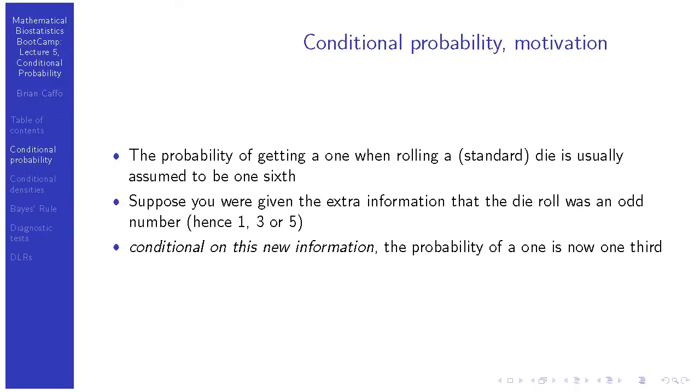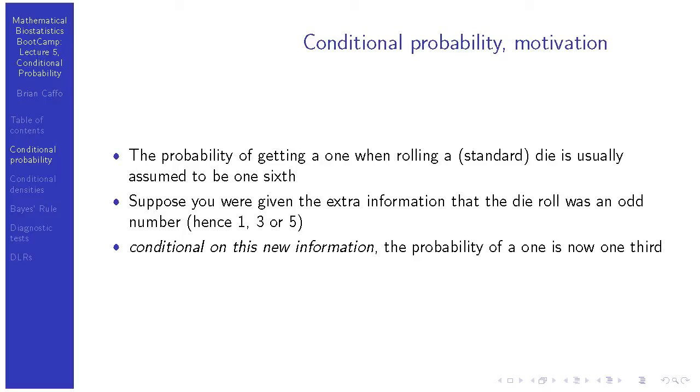So let me give you some brief motivation for conditional probabilities. I think we kind of internally do these things pretty easily. So imagine rolling a standard die, and we're assuming that the probability of each face is 1/6. Suppose you didn't know the outcome of the die, but someone were to give you the information that the die roll was odd. So it had to be a 1, a 3, or a 5. A 2 or a 4 or a 6 is not possible given this extra information. Then conditional on this new information, everyone would probably agree that the probability is now 1/3.